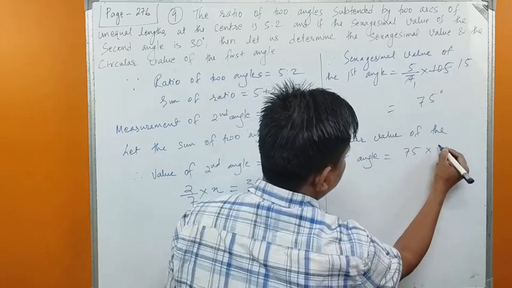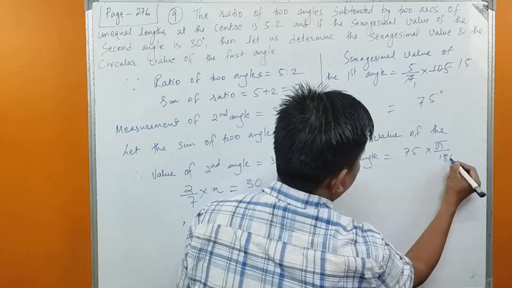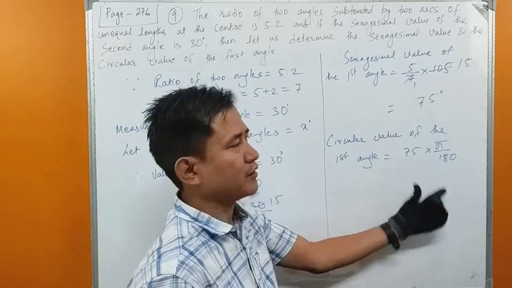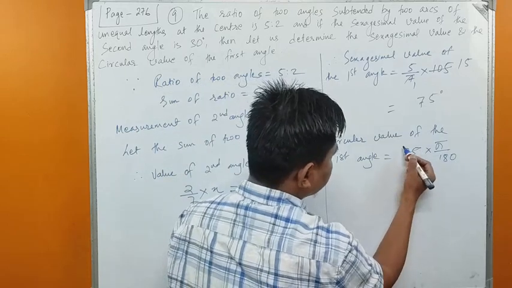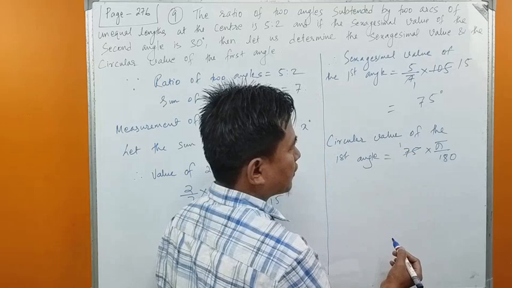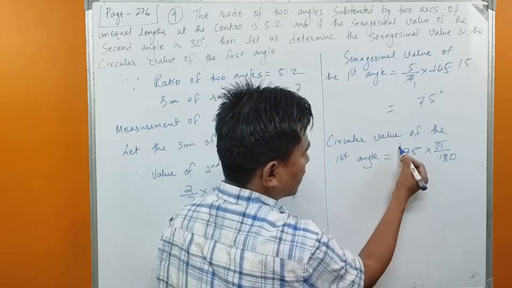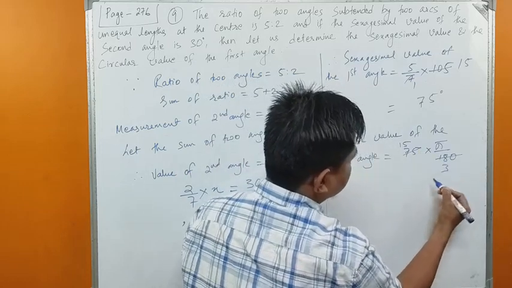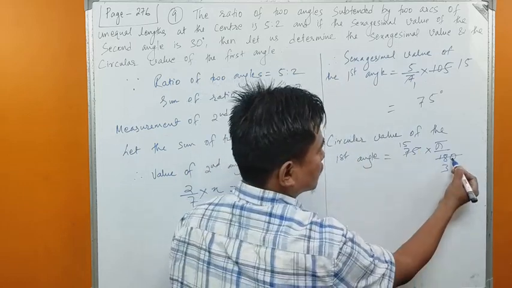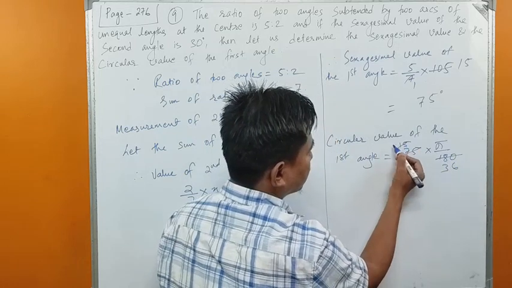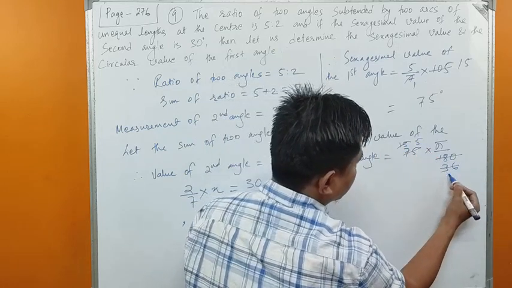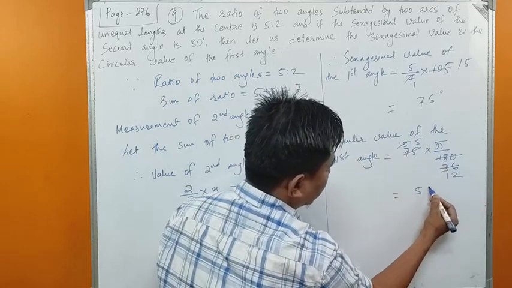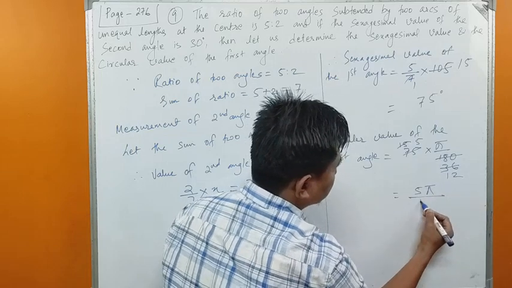75 into pi by 180, isn't it? When we multiply a sexagesimal value with pi by 180, we get the circular value. So 5 1s are 5, 5 5s are 25, 5 3s are 15, plus 3 is 18, so this becomes 30, 5 6s are 30, 3 5s are 15, 3 1s are 3, 3 2s are 6. This will give us 5 pi in the numerator, and in the denominator we have 12.